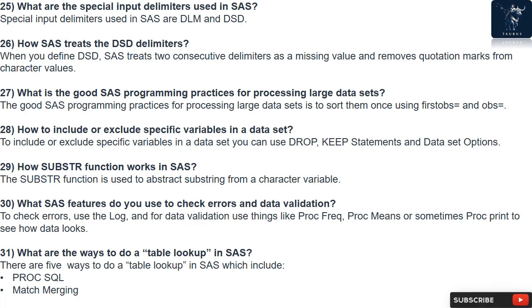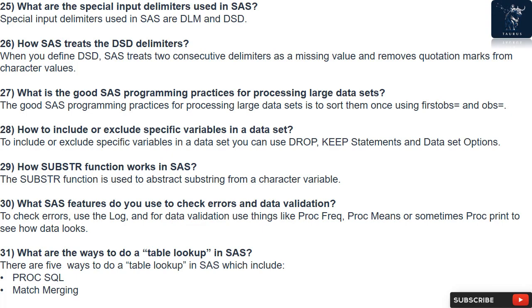29. How does the substr function work in SAS? The substr function is used to extract a substring from a character variable. 30. What SAS features do you use to check errors and data validation? To check errors, use the log, and for data validation use things like PROC FREQ, PROC MEANS, or sometimes PROC PRINT to see how data looks.